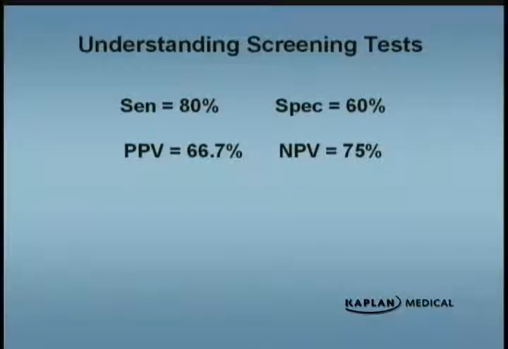Notice what predictive value gives you is your degree of belief, your degree of confidence in the test result you have. Positive predictive value, it matters when a positive test result occurs. Negative predictive value matters when a negative test result occurs. Let's look at our test overall. Sensitivity, 80%. Specificity, 60%. Positive and negative predictive value, 67 and 75%.